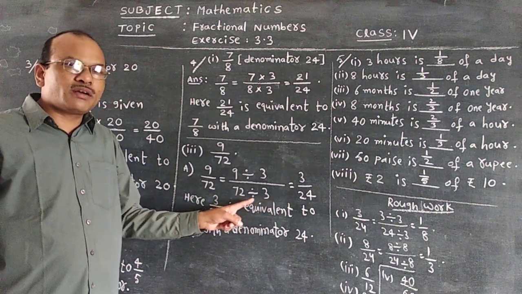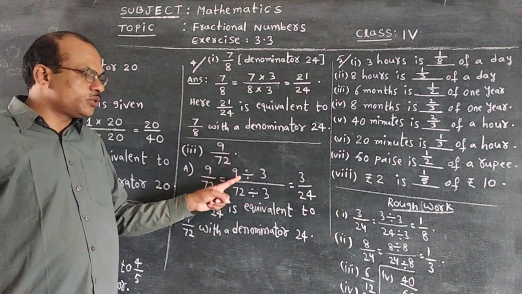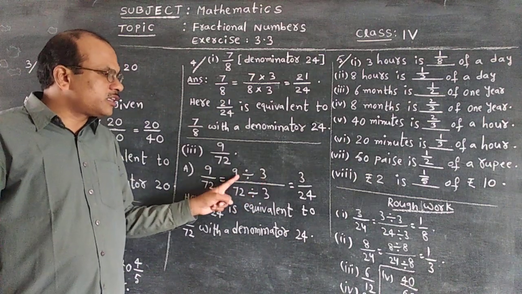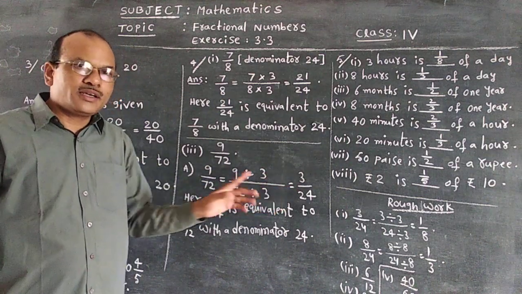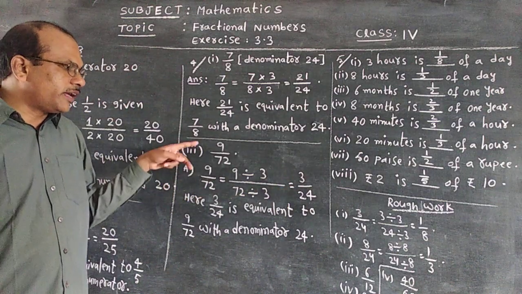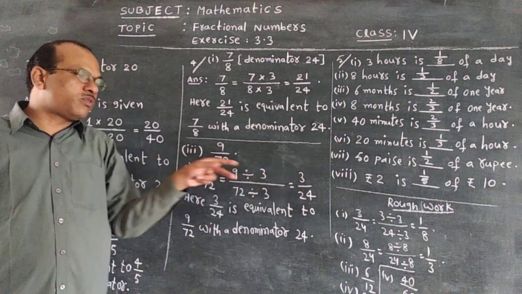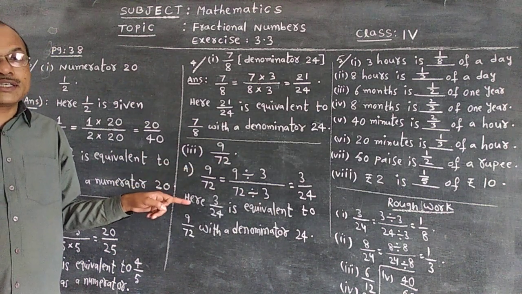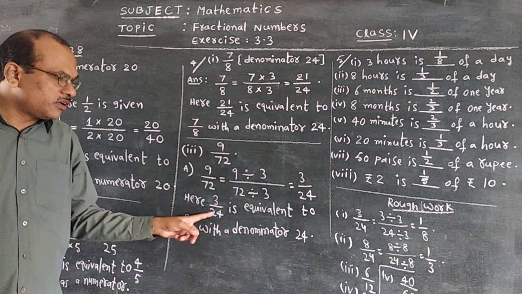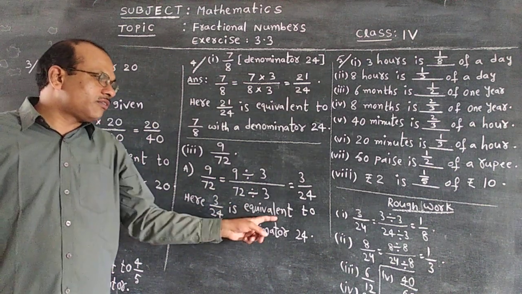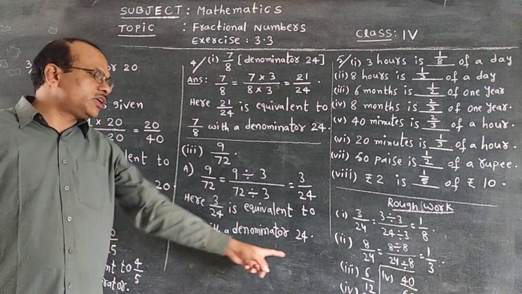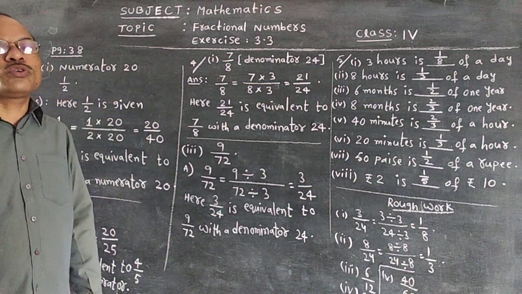Whenever 3 is used here for the division, the same 3 I should use in the numerator also. If 9 is divided by 3, then the answer will be 3 in the quotient. Is it clear, students? So 3 by 24 we got. 9 by 72 and 3 by 24 are both equivalent fractions. That's what we have written. Here the new fraction 3 by 24 is equivalent to the old fraction 9 by 72 with a denominator 24.